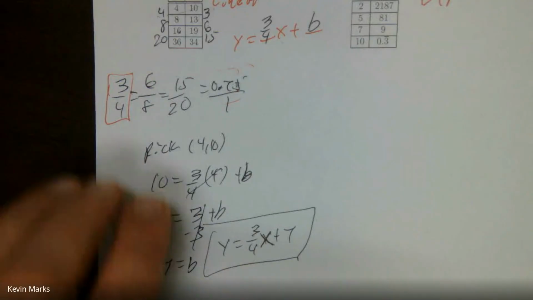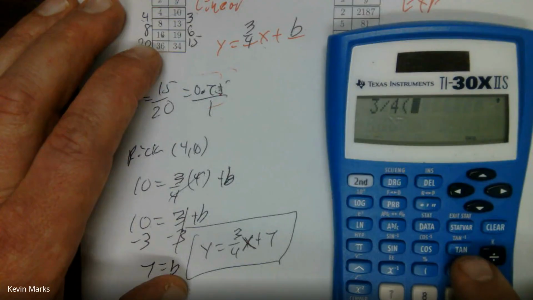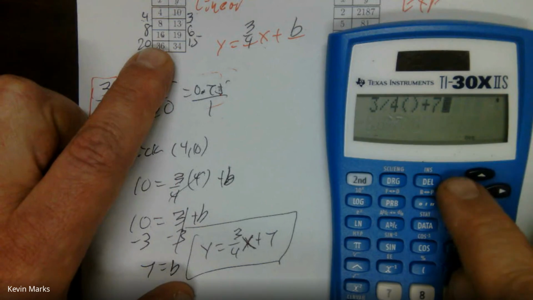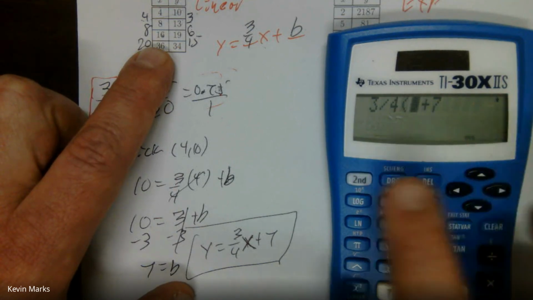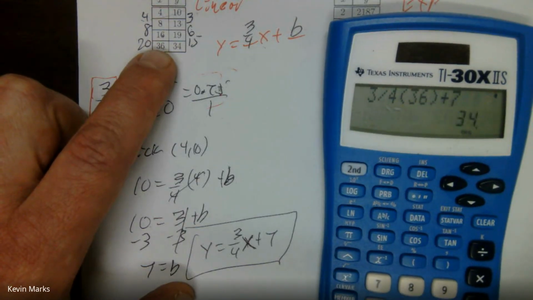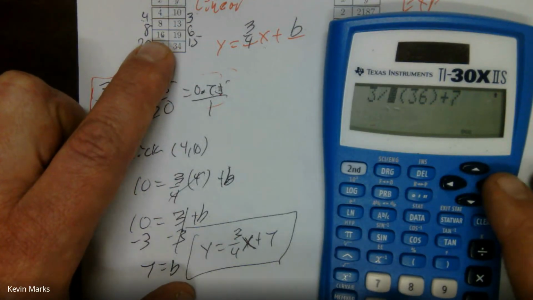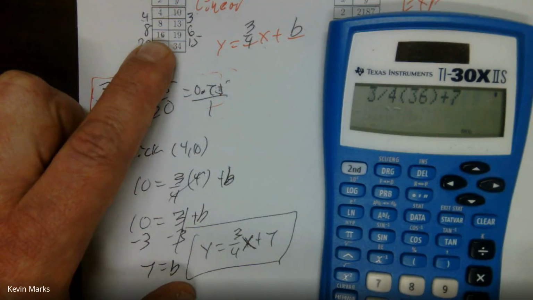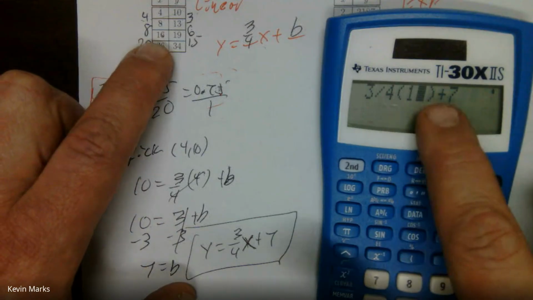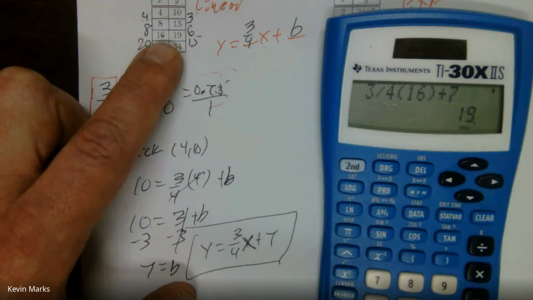Right? Again, it couldn't hurt to check it, right? See, 3/4, we're supposed to be multiplying by something and then adding 7, right? So let's just plug in one of these points. So let's say I were to insert 36. Sure enough, it gives me 34. Or if you were to go back and plug in 16, right? 3/4 times 16 plus 7. Sure enough, it's giving me 19. It's working. Right?